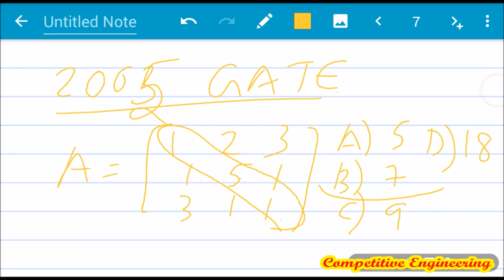I hope you got the concept; try it yourself. You can see many questions based on this concept in the GATE examination. Try yourself, practice it, and you can get the eigenvalues within 10 or 15 seconds.